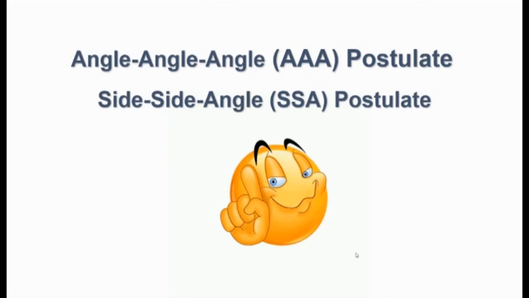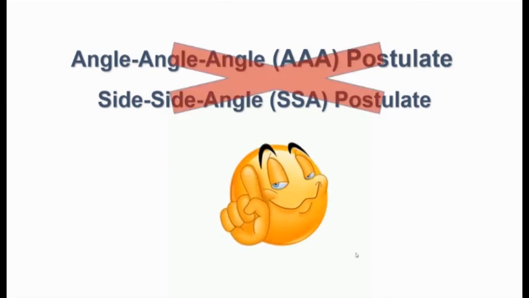First of all, I need to remind you that these are not postulates that make triangles congruent: angle, angle, angle, and side, side, angle. Just remember, these are not considered to make two triangles congruent.